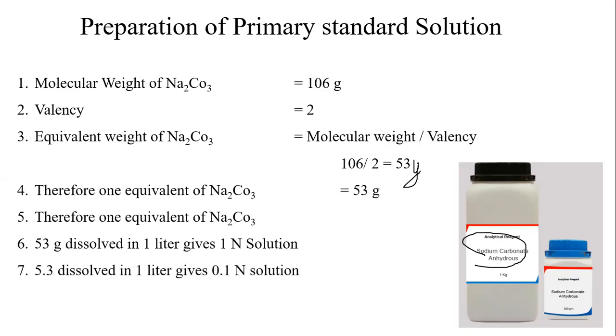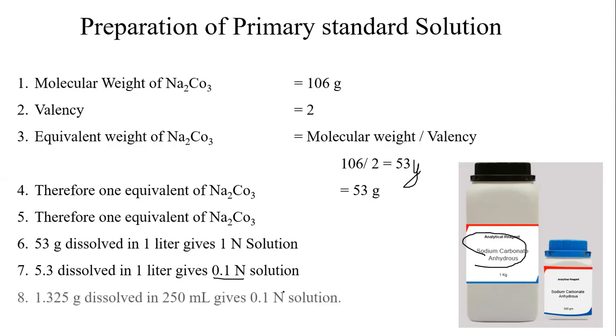So if you're interested in preparing 0.1 normal, this is what we are going to do today. I'm going to explain all the coming slides with this 0.1 normal solution only. So 53 grams in 1 liter will give us a 1 normal solution. If it is 5.3, it gives around 0.1 normal. So if you want a 0.1 normal solution, we have to go for 5.3 grams dissolved in 1 liter of solution.